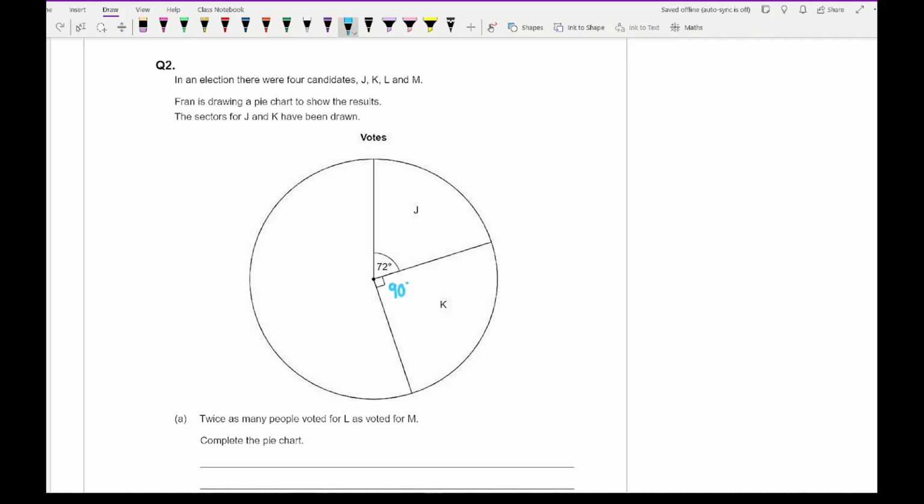So what we then need to do is work out what this angle here is going to be. So it's going to be 360 minus 72 minus 90, and if I reach for my calculator to work that out, I get an answer of 198.